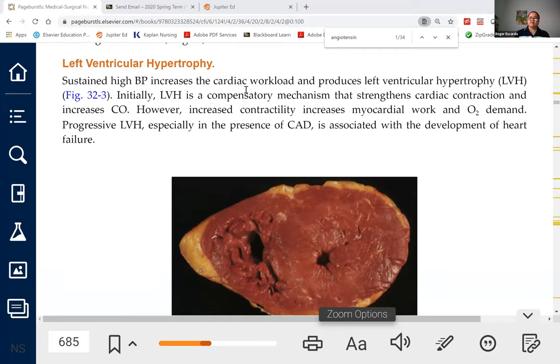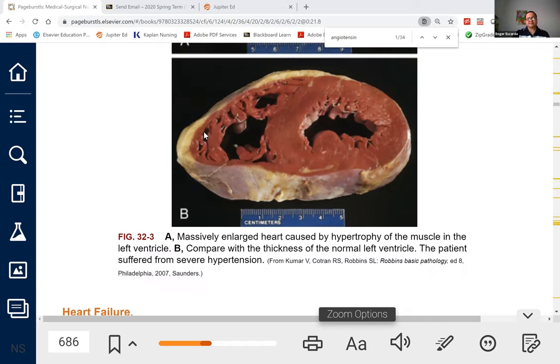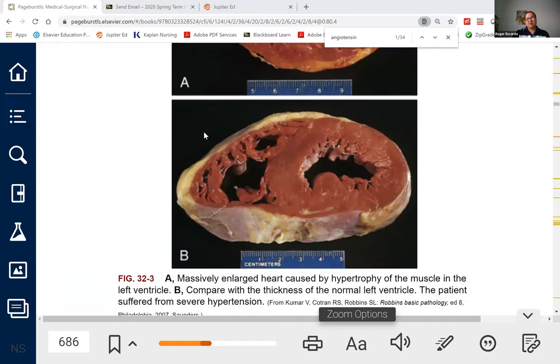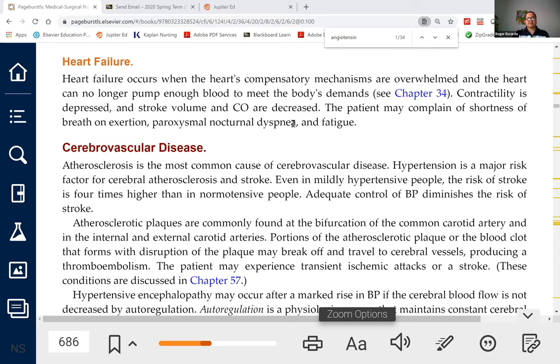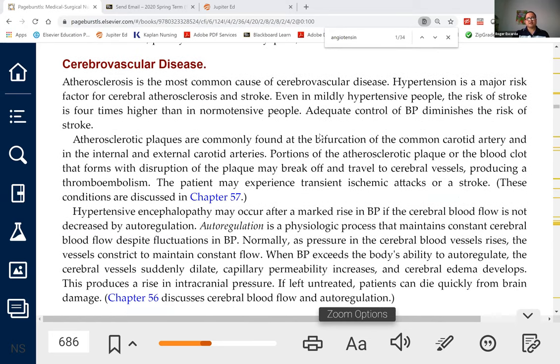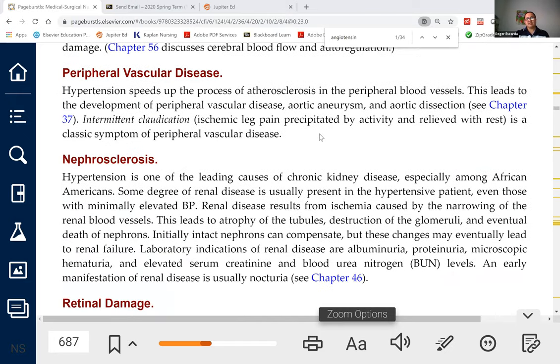So that will weaken your left ventricle in the long run, and at that stage, you're already in heart failure. Okay, and then here's heart failure. We'll discuss that in the next chapter, chapter 34. Stroke is another one, again a different chapter, chapter 56. PAD will be under vascular, which we'll talk about. If we don't have time, I'll just record this.